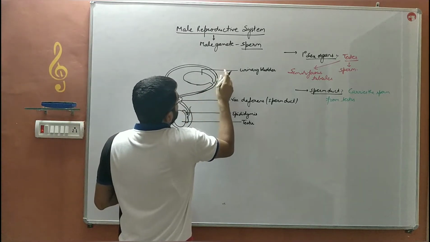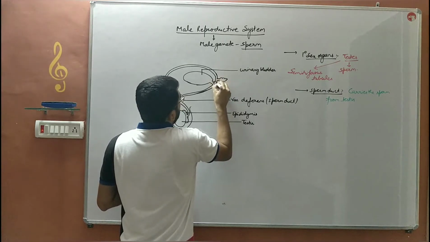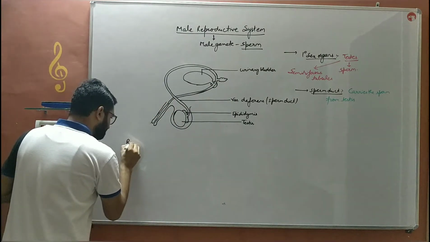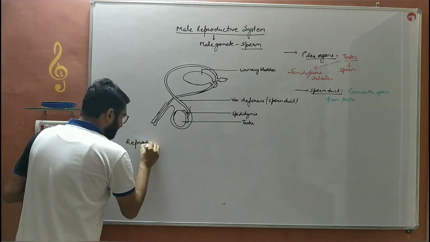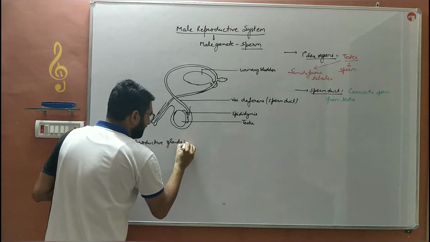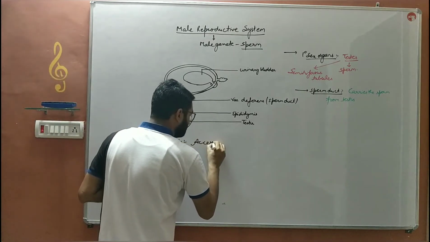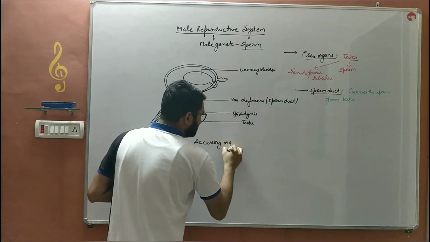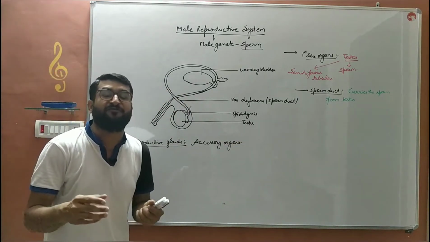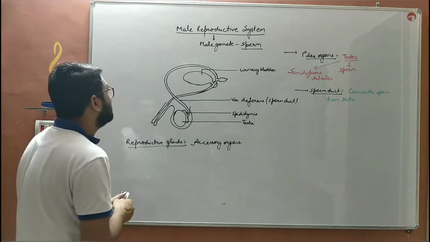Next, children, there are three reproductive glands. These glands are the accessory organs in the male reproductive system. They are referred to as accessory or secondary organs. Why? Because they do not lead to the formation of gametes. They only support the gamete. What are these glands, children?